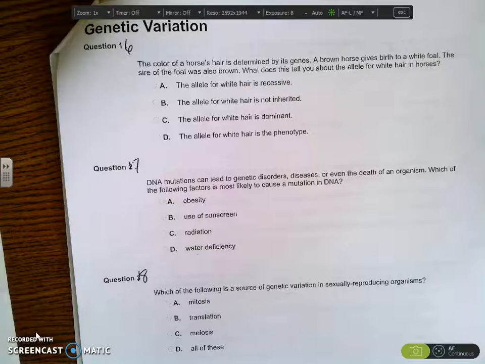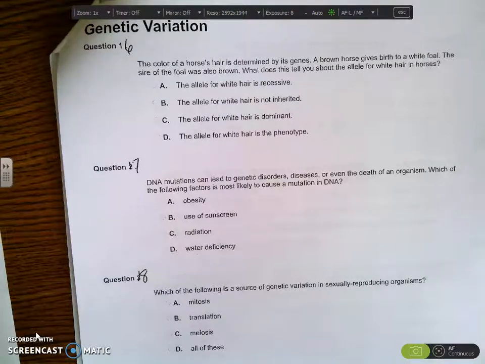Question 16, the answer is A. The trait for the white hair must be determined by a recessive allele. Brown must be dominant to white. Therefore, both parents must carry both the dominant brown allele and the recessive white allele, and 2 copies of the white allele must have been passed on to the foal.